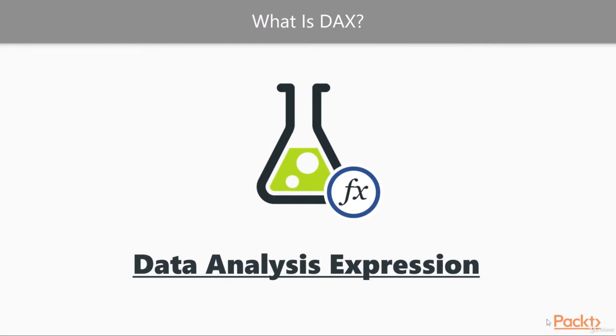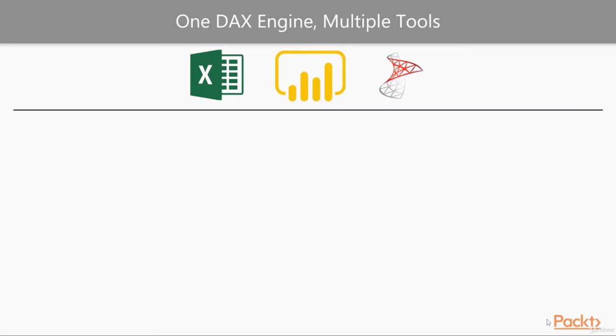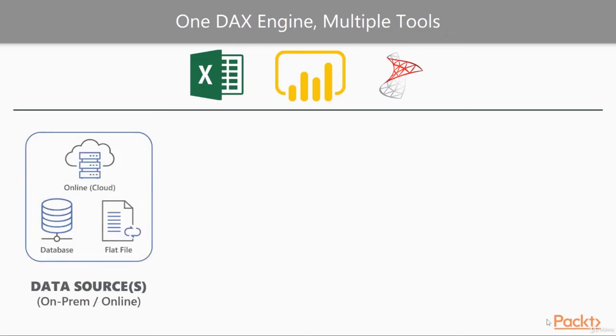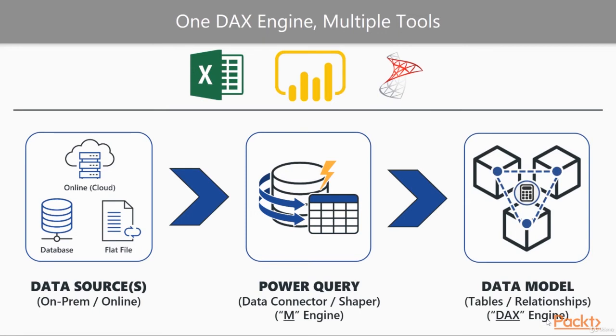It's the core calculation language of Power BI, Excel Power Pivot, and it's also in modern tabular models found in SQL Server Analysis Services. What's amazing with these products is that they all utilize essentially the same DAX engine. As a quick review from Section 1, the data models in either Power BI, Excel, or SQL Server Analysis Services connect to the same data sources, use the same Power Query editor for transformations, and contain mostly the same data model structure in the development environment.